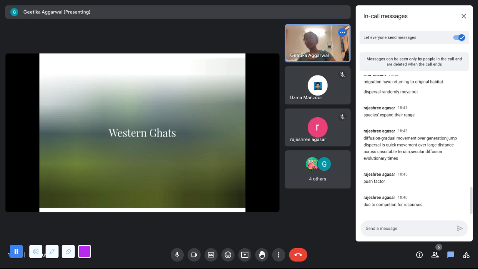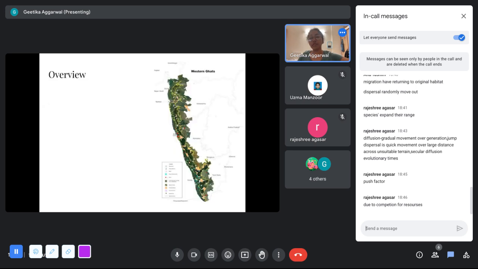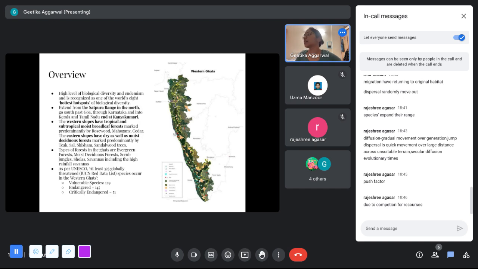Moving on, let's discuss one of the very famous habitats of India, which is the Western Ghats. So you all might be aware of where the Western Ghats is found. It basically starts here near Gujarat. It starts from the Satpura range in the north, somewhere here in Maharashtra.